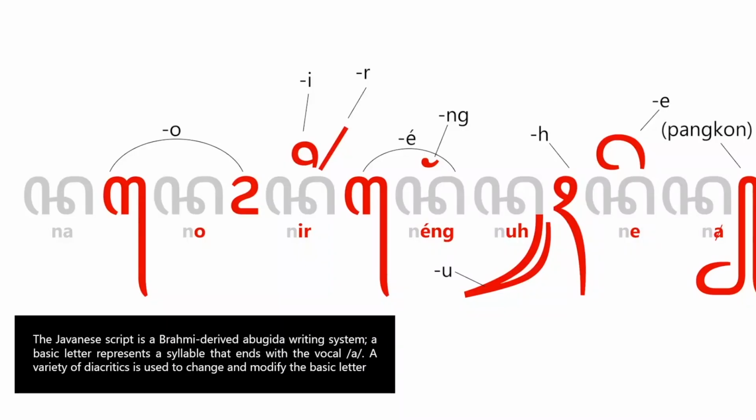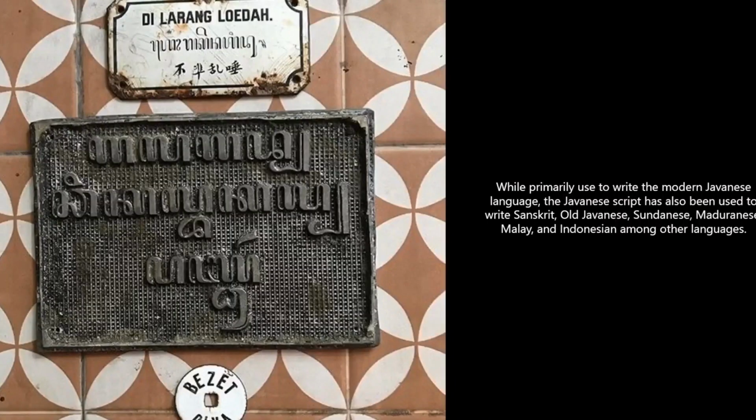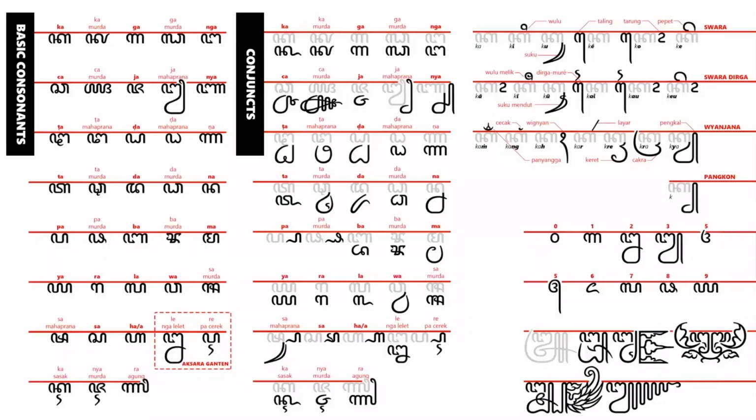The Javanese script is a Brahmi-derived writing system. Each letter represents a syllable that ends with the vowel A. A variety of diacritics, shown here in red, is used to modify the basic letters. While primarily used to write the Javanese language, the Javanese script is also used to write Sanskrit, Old Javanese, Sundanese, Maduranese, Malay, and Indonesian, among other languages. You can see some of the characters here.